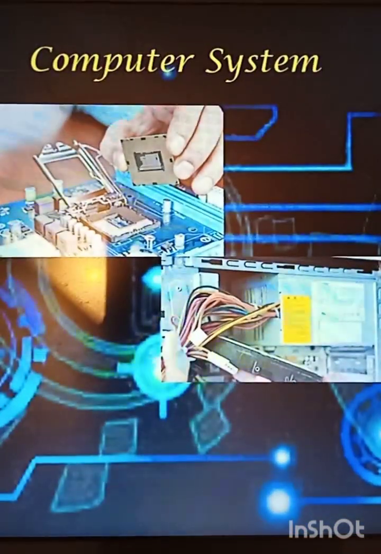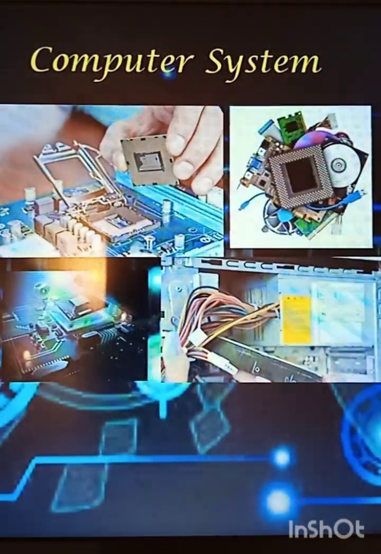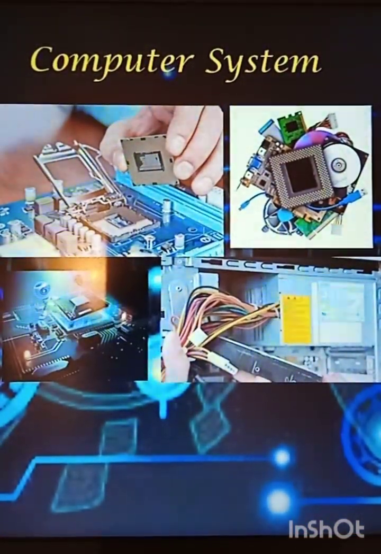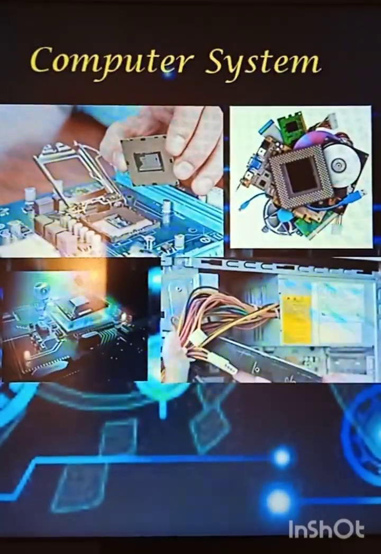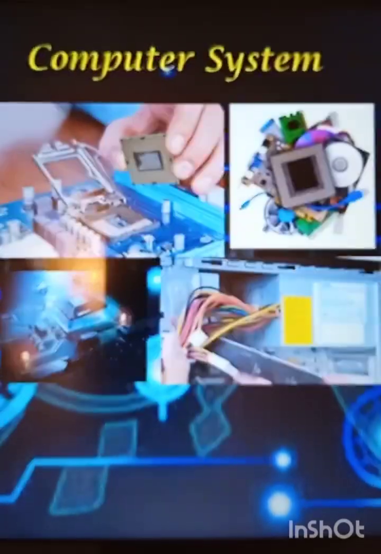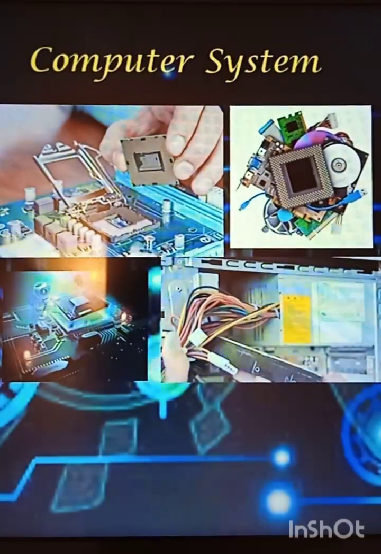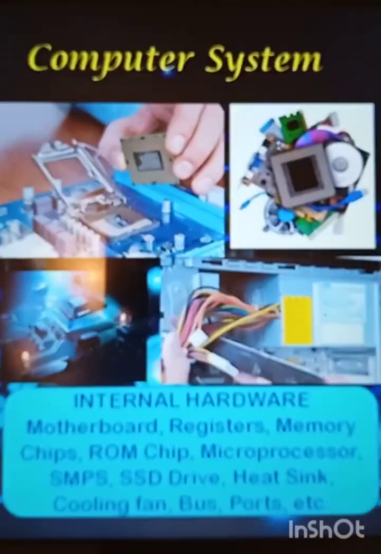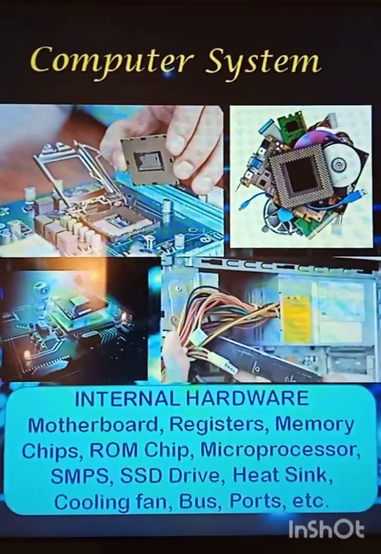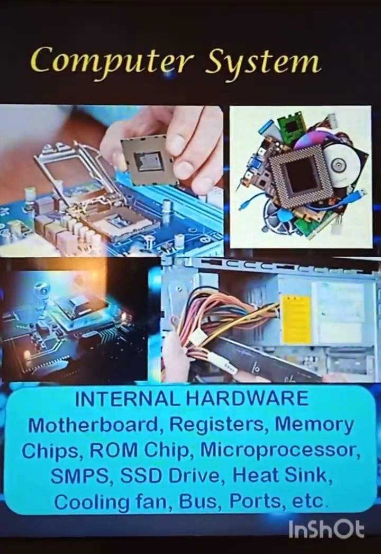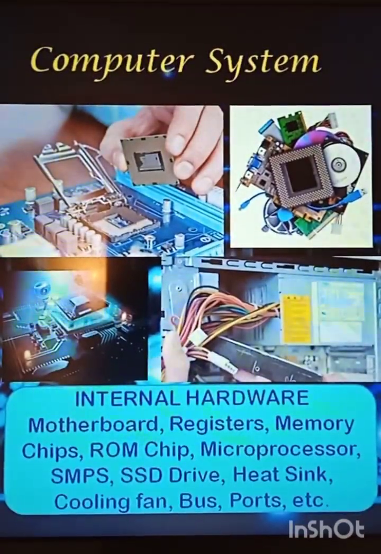So here we come to another one. Look at the pictures of these internal components. As you can see, a processor is there in the first one. The second one shows the heatsink, cooling fan, and the internal hard disks. Then ports are there, the buses are there, the cords are there. Just below that you can see the SMPS fan, and then you can see the microprocessor and other things. So these internal hardware components are the motherboard, registers, memory chip, ROM chip and RAM cards, microprocessor, SMPS, SSD drive, heatsink, cooling fan, bus, ports, etc. All these are inside the CPU box, therefore they are internal hardware components.